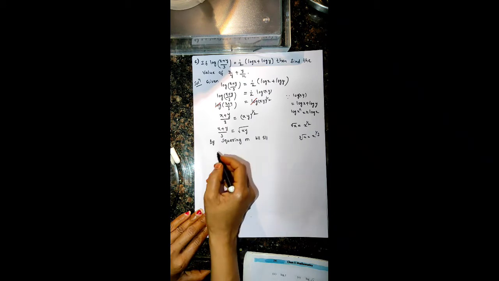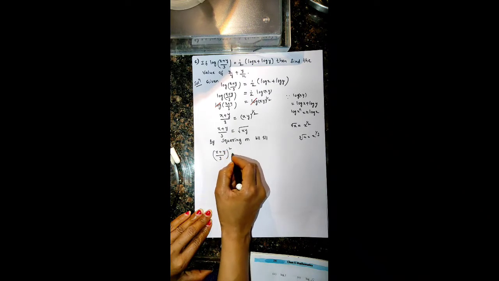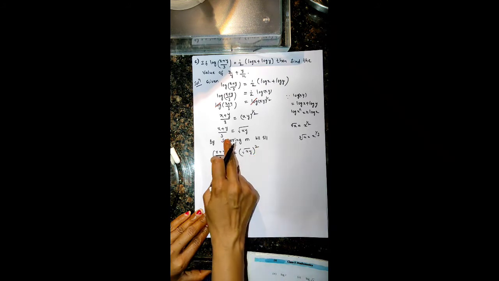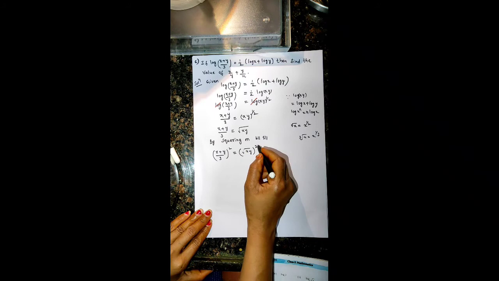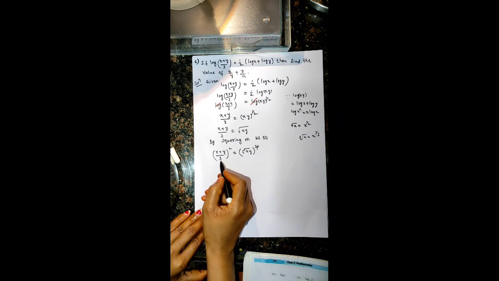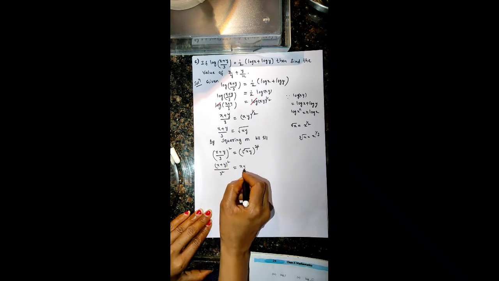By squaring on both sides, what will you get? ((x plus y) by 3) whole square equals (root xy) whole square. Squaring means like this only we have to do, no? Whole square, so this square root will get cancelled. Next, ((x plus y) by 3) whole square means (x plus y) whole square by 3 square. So (x plus y) square by 3 square equals xy.